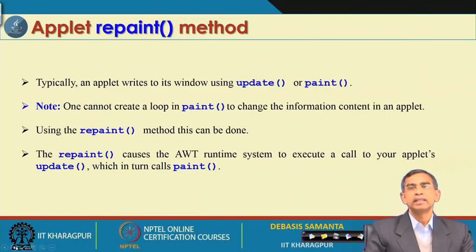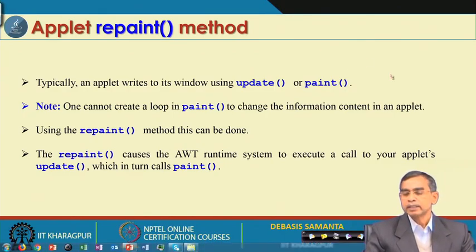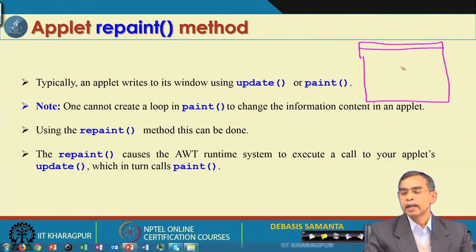Now, repaint is another method. Here you want to update it. For example, suppose this is your entire applet view. Now, a particular portion I want to change, but the other portion will remain intact. Whenever you are drawing some graphics using a pen or brush, I can select a portion and repaint it. So, the repaint method means either the entire applet view or a particular portion of it can be redrawn. This is the idea about the repaint method.